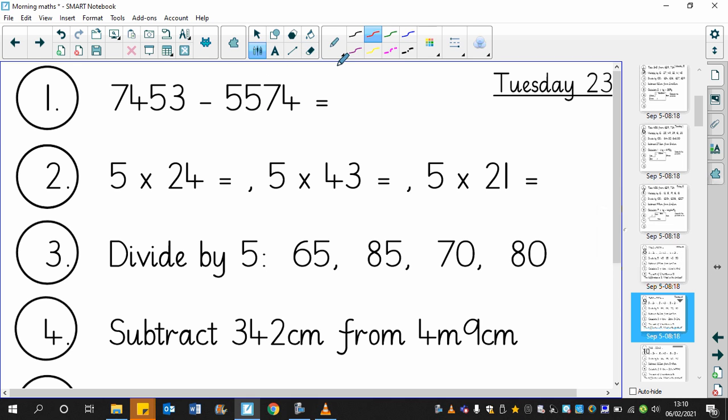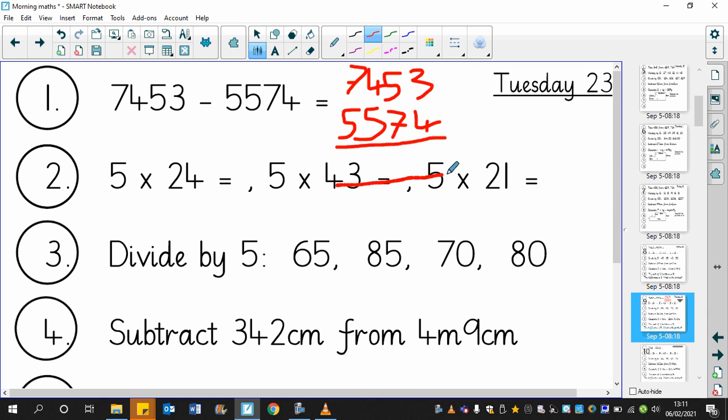So question number one is 7,453 take away 5,574. Okay, there we go. Draw the line and another line. Okay, so change the color. Right, here we go. 3 take away 4.